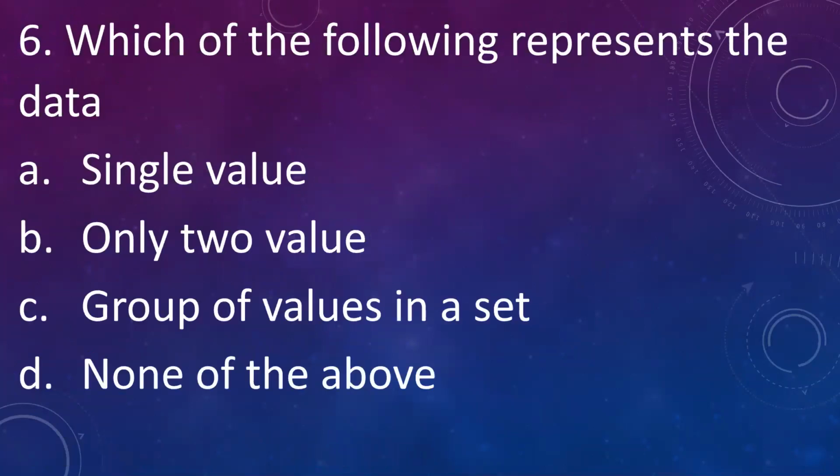And which of the following represents the data? A, single value, B, only two values, C, group of values in a set, D, none of the above. Answer is group of values in a set is called as data.